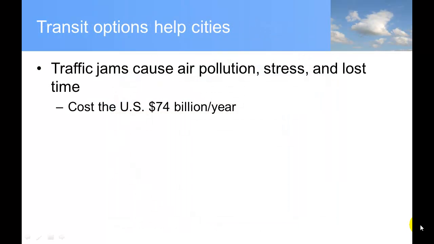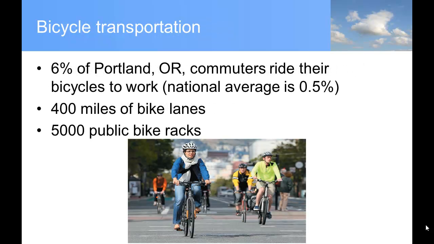Transit options that help cities. Traffic jams cause air pollution, stress, and lost time. It's estimated that the U.S. loses about $74 billion a year in lost productivity due to people just being stuck in traffic. One transportation opportunity that's being promoted in many cities today is the use of bicycles. So many cities are putting in more bike lanes and more public bike racks to encourage the use of bicycles to get around the urban areas.